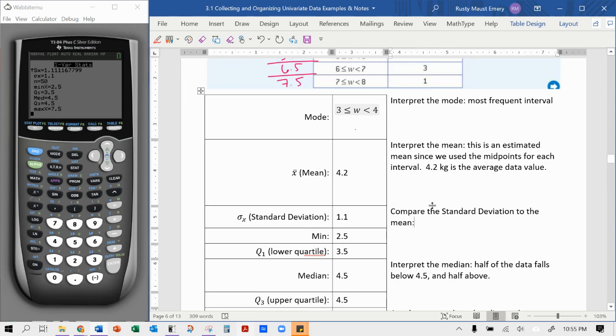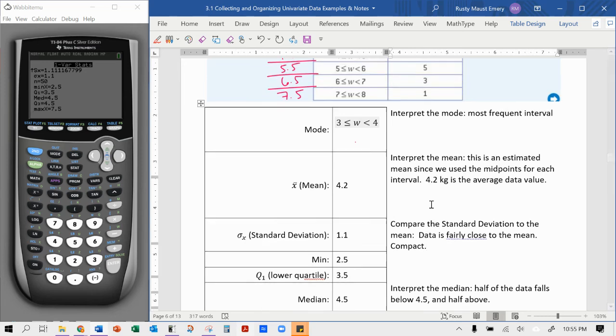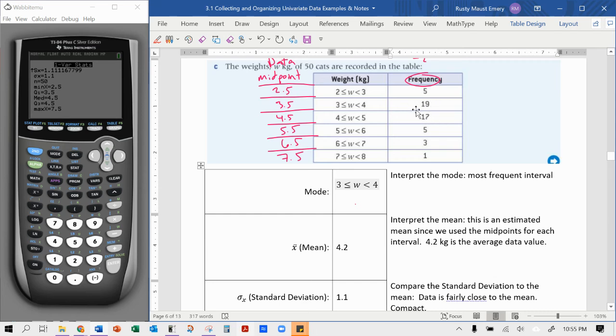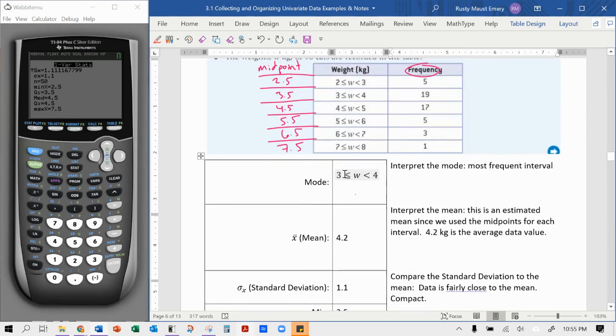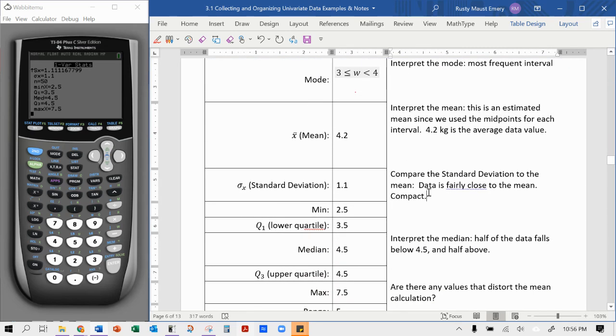Standard deviation is 1.1. Again, that's not too large. So our data is fairly compact. Data is fairly close to the mean, which means compact. Another way to say that, the dispersion, right? It's a very small dispersion of data. Again, you can kind of see that with your data set. Majority of the data falls between 2 intervals. And so the standard deviation there, most of your data is clumped close to the mean. Right? If you notice the mean is 4.2, that would be within this interval, and most of that data falls close to that interval.